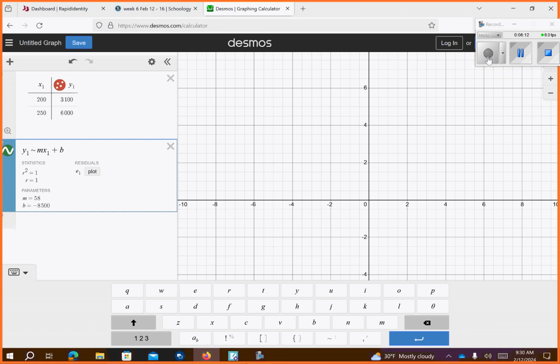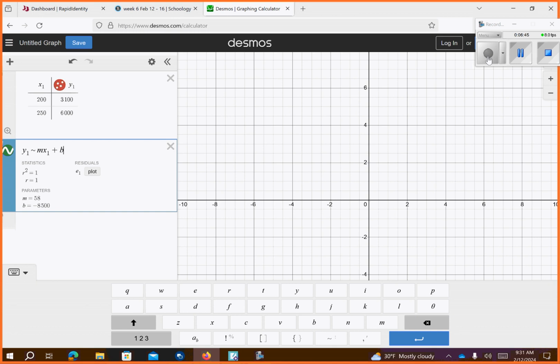So we find that we have a linear equation of y equals 58x minus 8,500. A company is charting profits and notices a linear relationship between the units sold and the profit. Write the profit function for this company and find the marginal profit. I'm good with we just get to that equation. That equation comes from our 2 points.